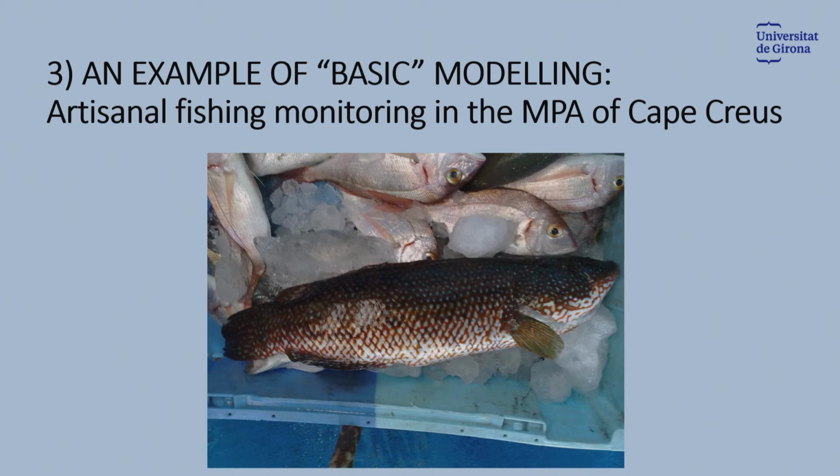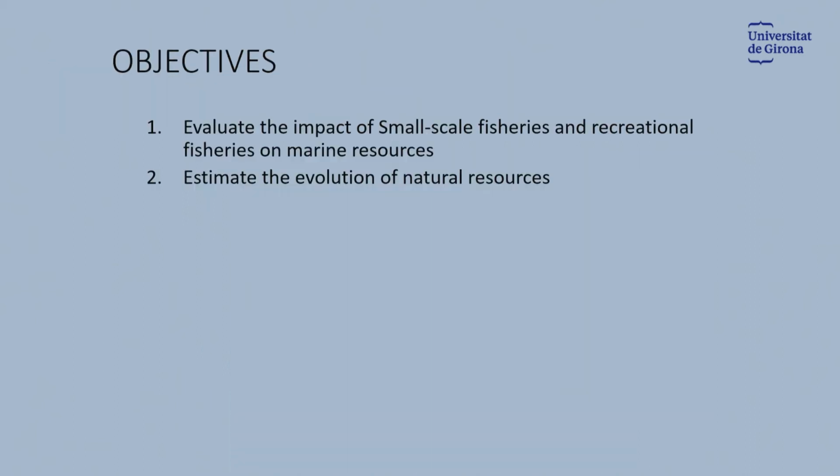For small-scale fisheries, as you know, it's not easy to get data. It's a complex fishery, so sometimes you cannot apply the models I said before, like population dynamics or ecosystem modeling. Then you go to very simple, basic models, and I will just show you very quickly the example of what we do in Cap de Creus. It's a marine protected area where we have artisanal small-scale fisheries.